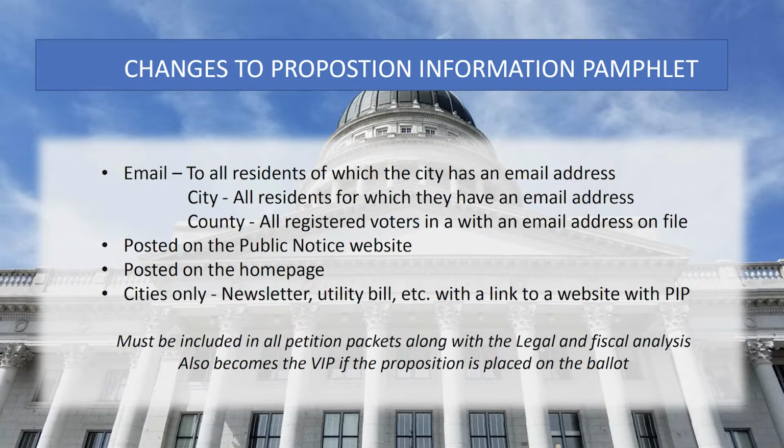So in addition to sending it out by email, you're also required to put it on the public notice website and on your homepage. And then cities also have the option of putting it in with the newsletter, utility bills, things like that. They can also put a link on their website to the PIP, but as was mentioned before, always make sure that you're granting equal access. So if you're putting a link to the arguments, make sure that you include the full PIP and not just the 4 arguments or something like that. So just make sure that you're linking to the full document that's been created.